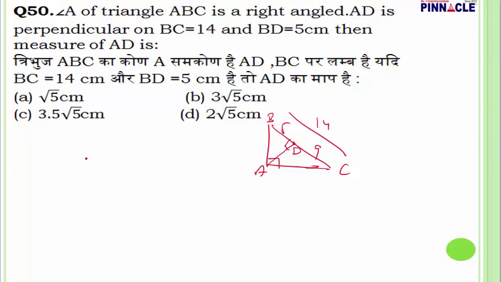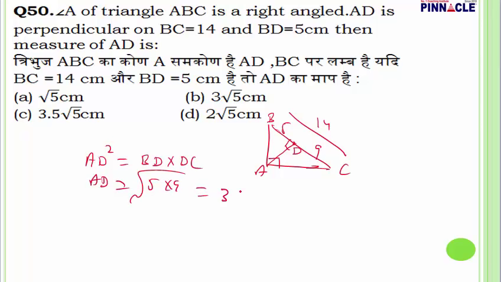So remember this: AD square is equal to BD times DC, this and this, in this case of perpendicular. AD would be equal to root of 5 into 9, in other words 3 root 5 should be the answer. Answer is B. This property, this important trick, you must know. Otherwise, what can you do?